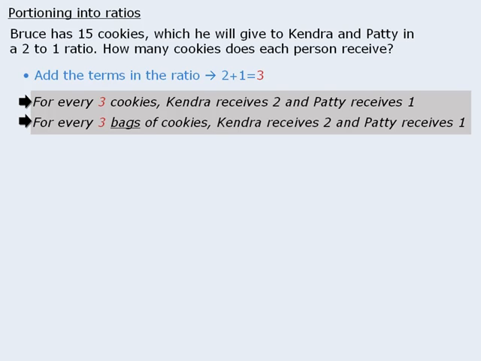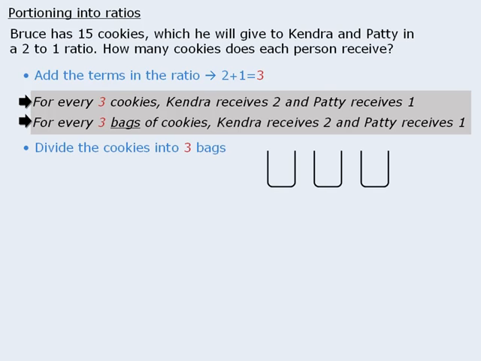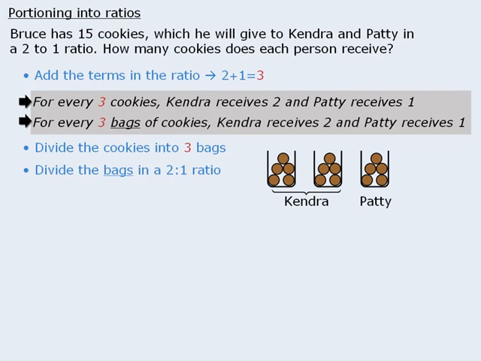So given this, let's divide all 15 cookies evenly into 3 bags. This means we will put 5 cookies in each bag. Now that we have 3 bags of cookies, we can divide the bags into a 2-to-1 ratio. This means Kendra gets 2 bags and Patty gets 1 bag. When we do this, we see that Kendra gets 10 cookies and Patty gets 5 cookies. Also notice that the ratio of 10 to 5 is equal to the target ratio of 2 to 1.